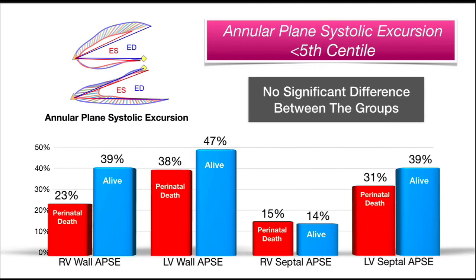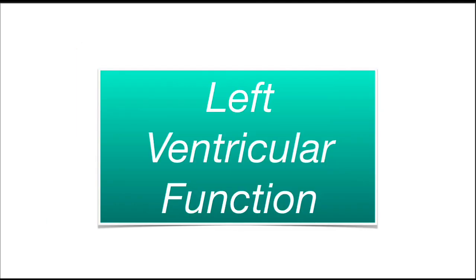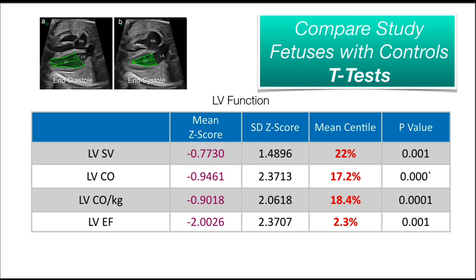The graph illustrates the percentage of fetuses with an abnormal annular plane systolic excursion less than the 5th centile for the right and left ventricles. When comparing those with the perinatal death and those who survived the neonatal period, there was no significant difference between the groups. Next, let's examine left ventricular function.